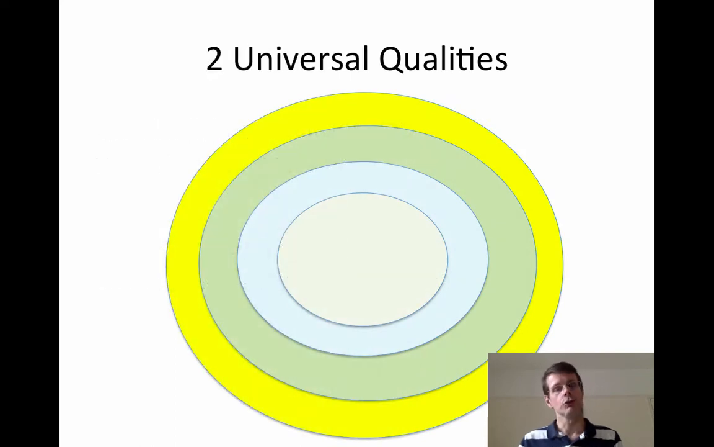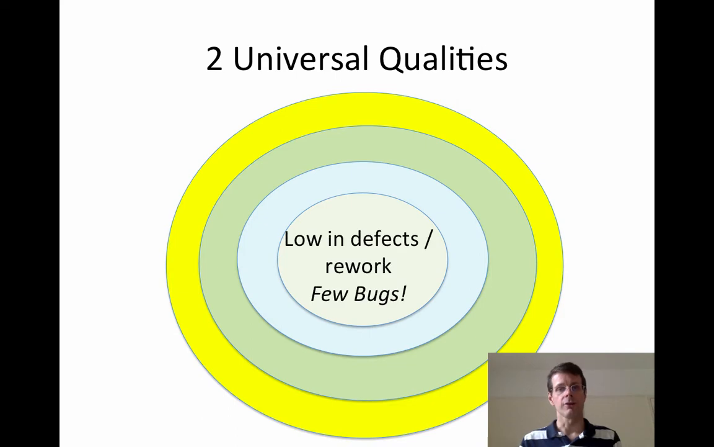That said, I think there are two universal qualities for any piece of software which we regard as high quality, among many others. Two are always there. The first is few bugs. I'd rather there were no bugs, but I'm prepared to accept that there might be one or two. But I find it hard to think of software which has a lot of bugs, a lot of defects, a lot of rework that needs doing, that we would consider high quality software. I can't think of an example. I don't think one exists.